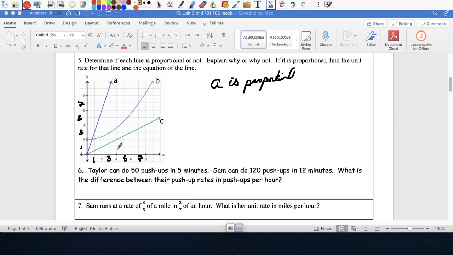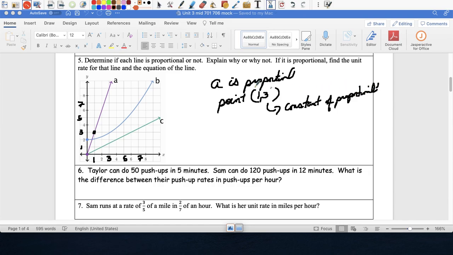So A is proportional. Look at the A line: the unit rate would be where x is 1, y is 3. So here, for letter A, the point 1, 3 is your unit rate. And 3, ladies and gentlemen, is our constant of proportionality.